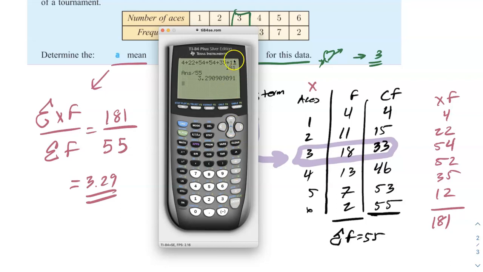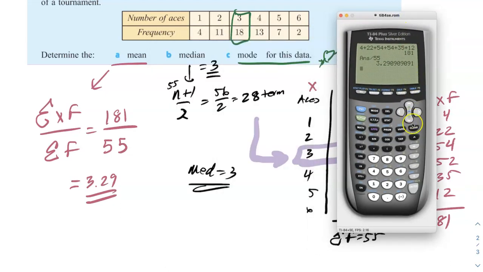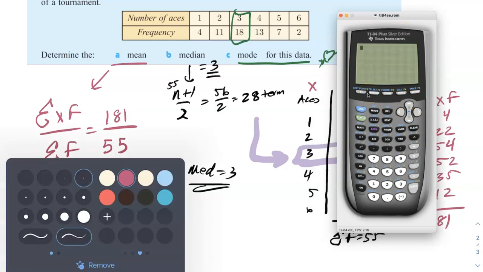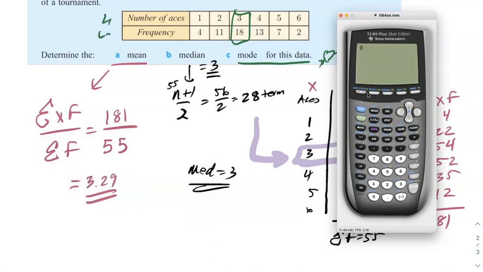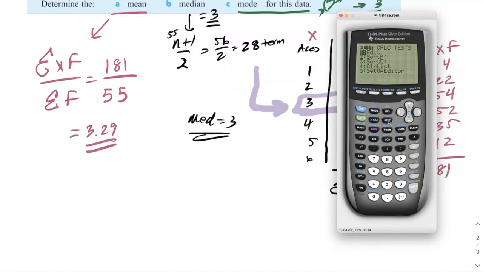Now let's talk about how to do this in the calculator, since I have it out already. When you're doing your calculator, this is going to be our L1 and our L2. So stat, edit. L1 is 1, 2, 3, 4, 5, and 6. And my L2 is 4, 11, 18, 13, 7, and 2. Okay. Now here's the only difference. We're still getting the one-variable stats out of this. We still go to stat. So I should write this here on the calculator. Edit. Type in data.